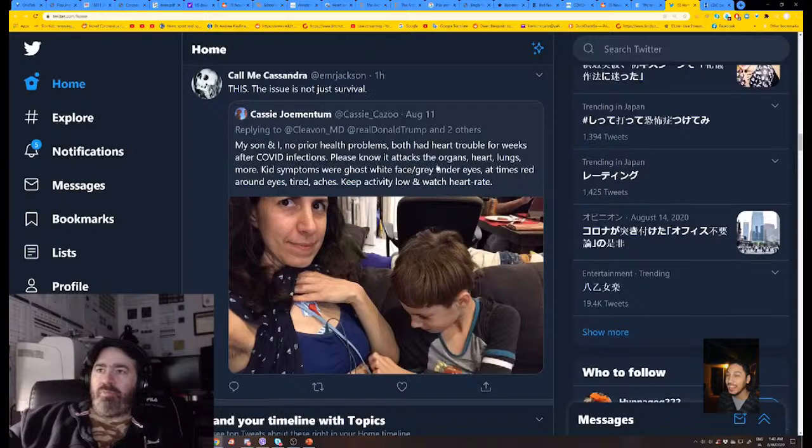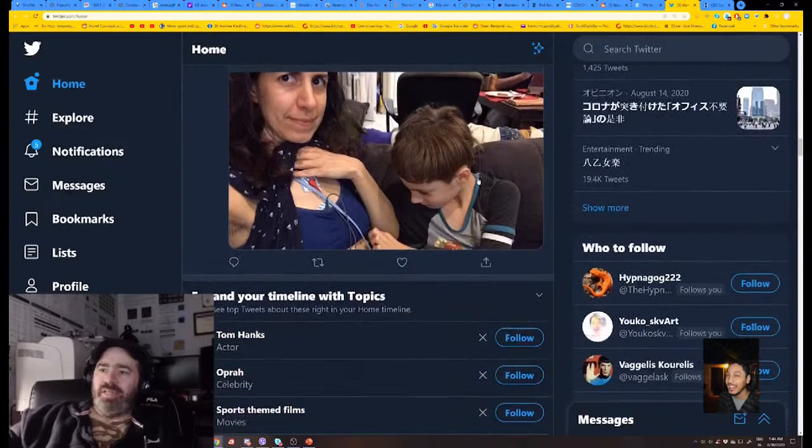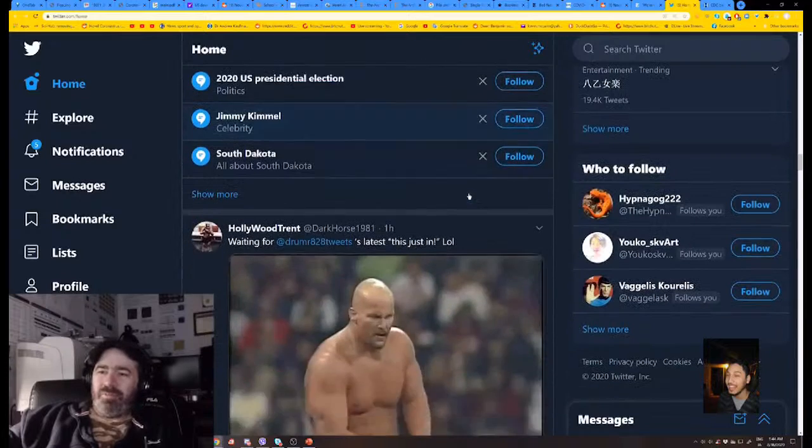My son and I, no prior health problems. Both had heart trouble for weeks after COVID infections. Please know it attacks the organs, heart, lungs, and more. Its symptoms were ghost white face, grey under eyes, at times red around eyes, tired aches, keep activity low, and watch heart rate. My boy's been like that.